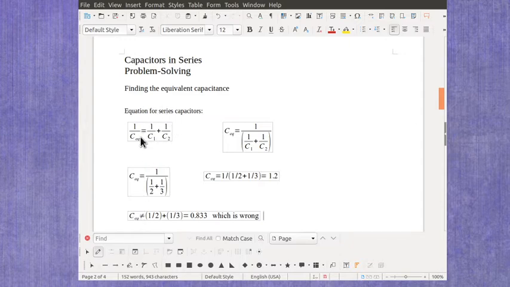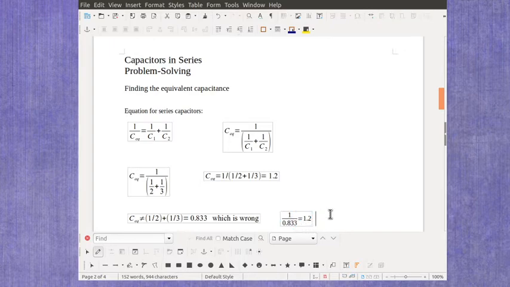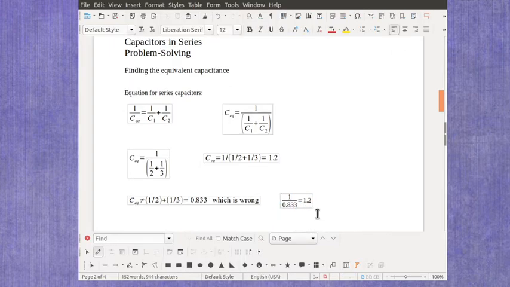They've only done this side of the equation. There's still 1 over that value. So in order to get the correct answer, you would have to do one more step, which is 1 over 0.833, in order to give you the correct value of 1.2.